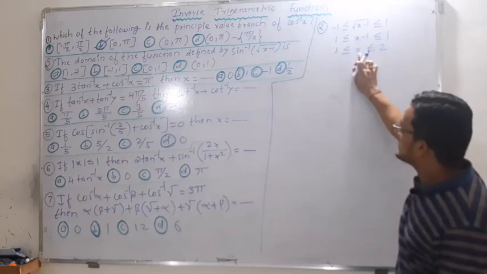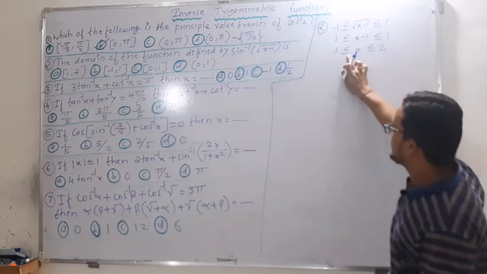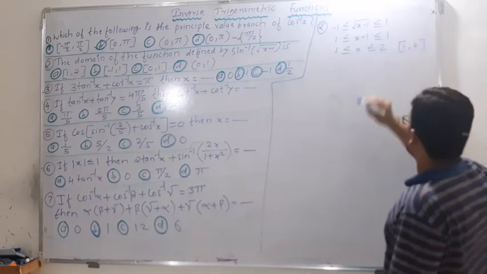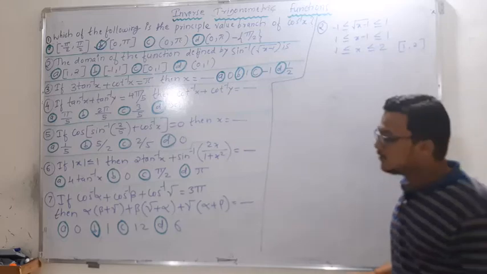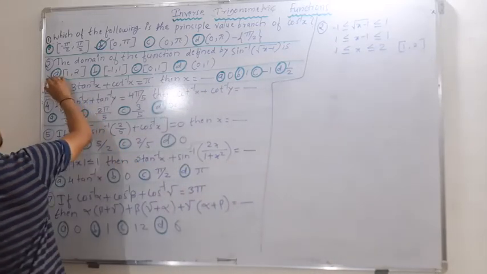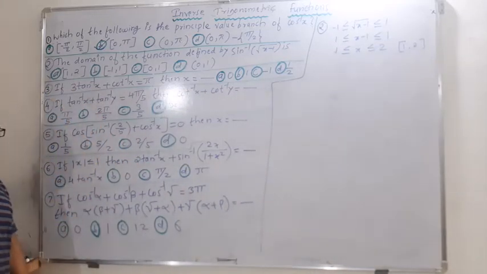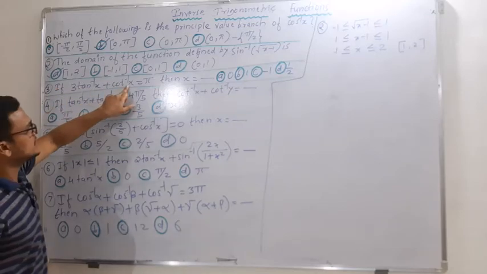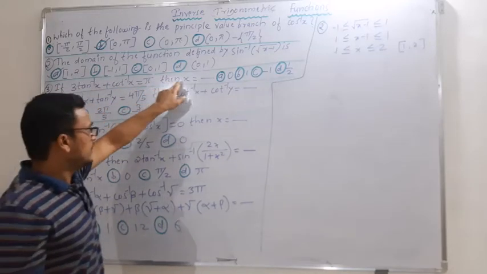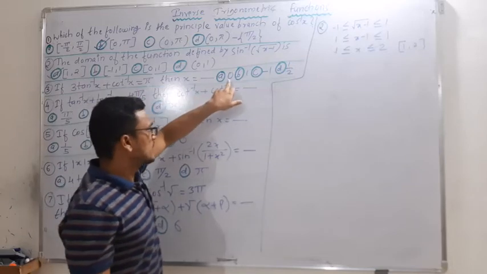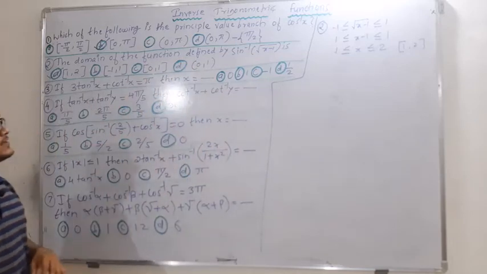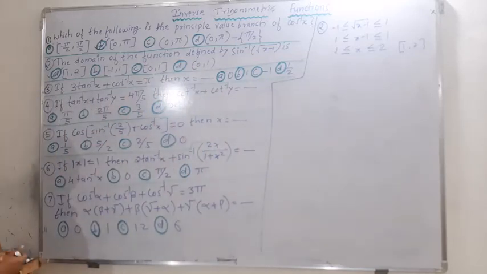So here x lies between 1 to 2, but both have less than or equal to, therefore your interval is the closed interval 1 2. So option A will be correct. Third question: if 3 tan inverse x plus cot inverse x is equal to pi, then x is equal to, the options are 0, 1, minus 1 and 1 by 2.